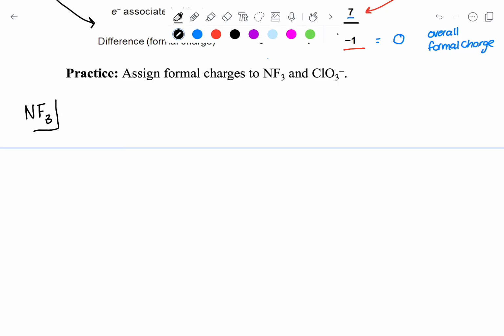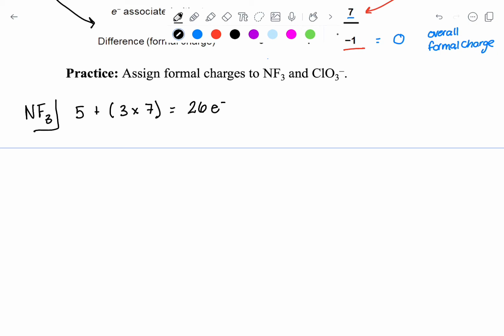So when we're looking at NF3, we're going to draw our Lewis structure first, and we're going to follow the same rules that we did for Lewis structures in our previous lessons. Our first step tells us that we have to count up our valence electrons for all of the atoms in our molecule. So nitrogen has 5 valence electrons because it's in group 5. Fluorine, there's 3 of them, and they each have 7 valence electrons that they contribute to bonding because it's in group 7A. So in total we have 26 electrons to put into this molecule.